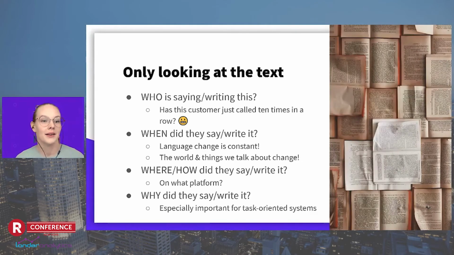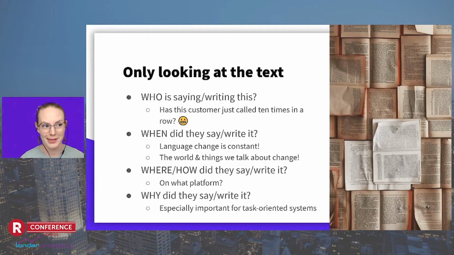All right, number 4. Only looking at the text. So as with other types of data, metadata can be very informative when you're looking at text data. But if you get really deep in NLP methods, sometimes it can be easy to forget about it. So who is saying and writing this? I already mentioned sociolinguistic variation. Someone's social identity is going to have a big effect on the type of language that they produce.